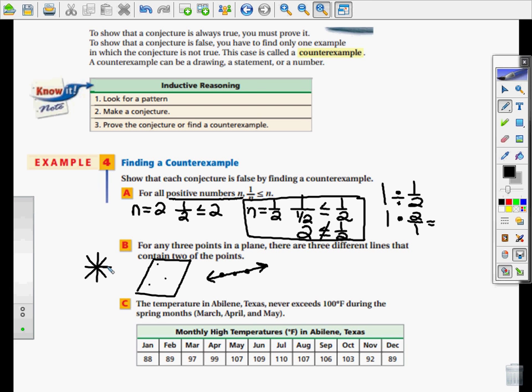All right, let's see here. Letter C: the temperature in Abilene, Texas never exceeds 100 degrees during the spring months, March, April, and May. So this is where you want to target, right here. And here's our chart. We're just going to use the chart to verify this conjecture that the temperature never went over 100 degrees. Well, guess what, guys? We have a little bit of a problem right here. May was 107 degrees, and that exceeds your 100 degrees. So that means we have a counterexample.